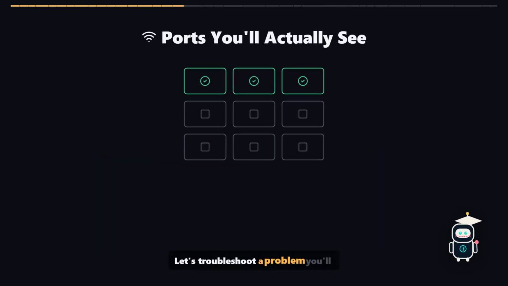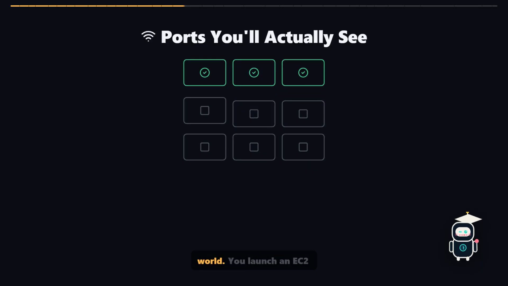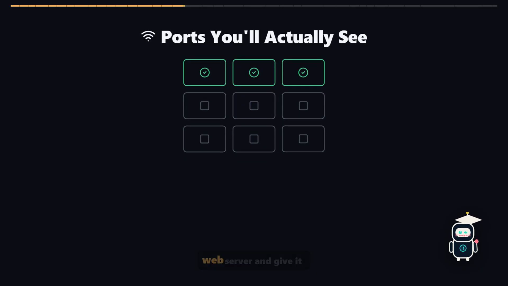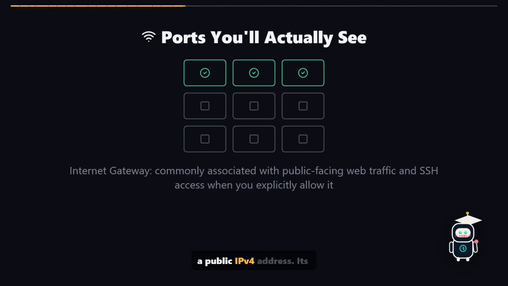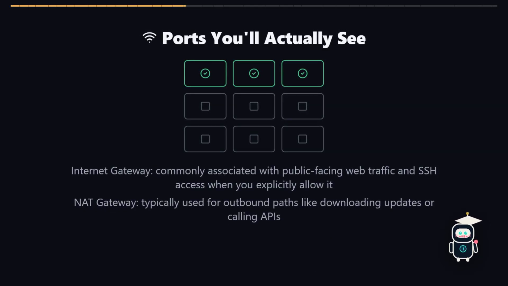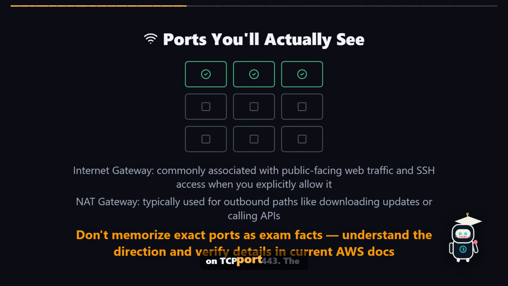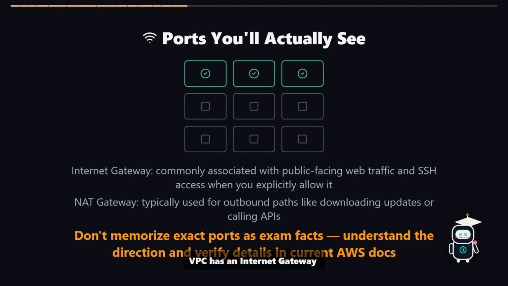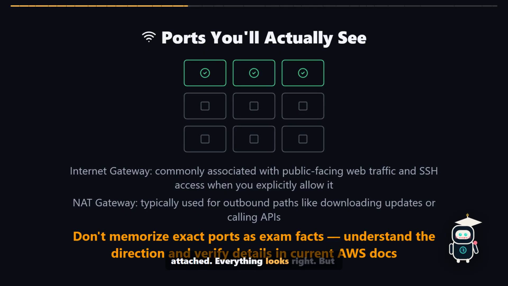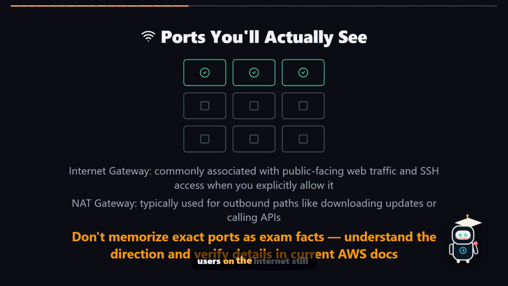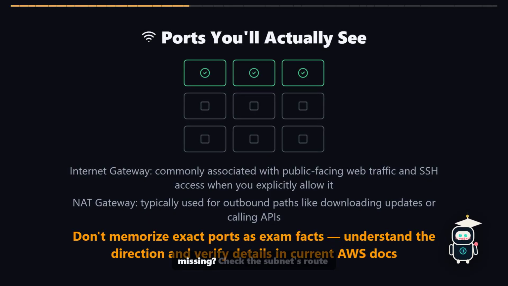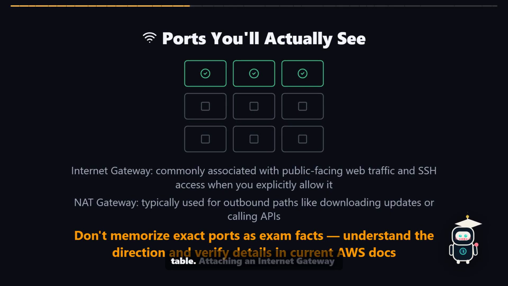Let's troubleshoot a problem you'll eventually see in the real world. You launch an EC2 web server and give it a public IPv4 address. Its security group allows inbound HTTPS on TCP port 443. The VPC has an internet gateway attached. Everything looks right. But users on the internet still cannot reach the website. What's missing? Check the subnet's route table.